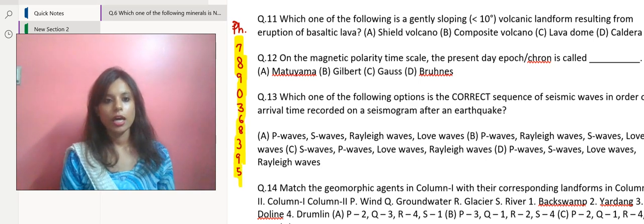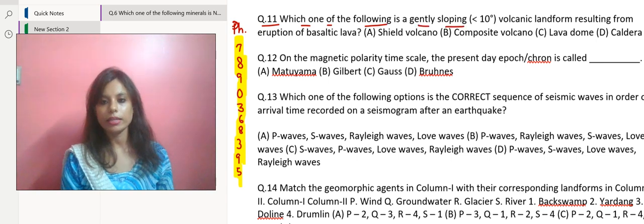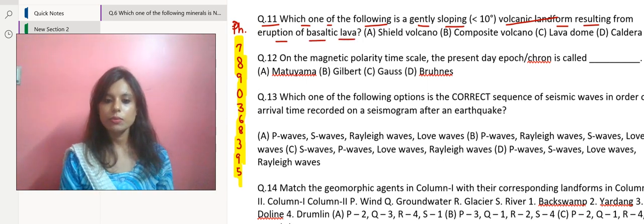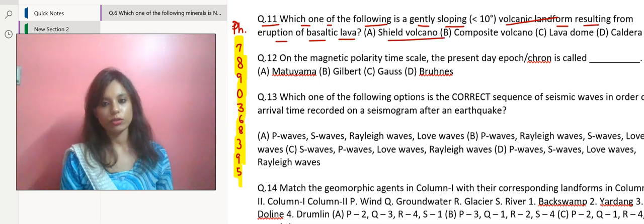Let's start with the question that is given, that is question 11. Which one of the following is a gently sloping volcanic landform which is resulting from eruption of basaltic lava? Okay, your answer would be shield volcano. No composite volcano, no lava dome, no caldera.